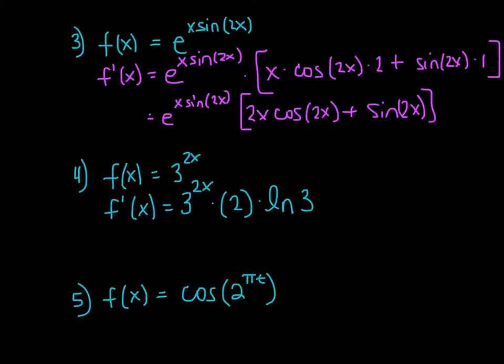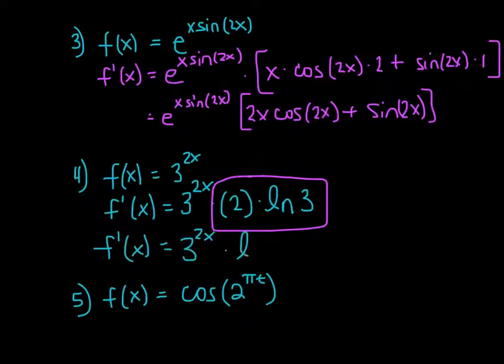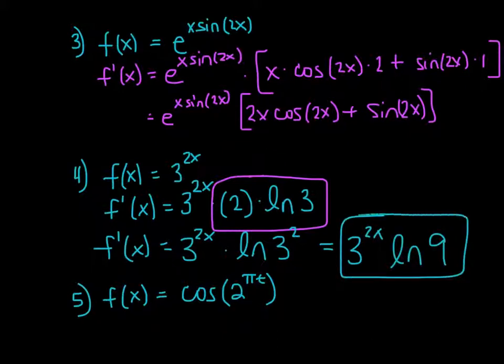So if you remember, just in this piece right here, if we have a number in front of a log, there is a log rule called the power rule that tells us that we can go ahead and put that 2 up here as an exponent on that 3. And so if I rewrite this, I could rewrite it as f prime of x is equal to 3 to the 2x times natural log of 3 squared. Or, of course, 3 to the 2x natural log of 9.